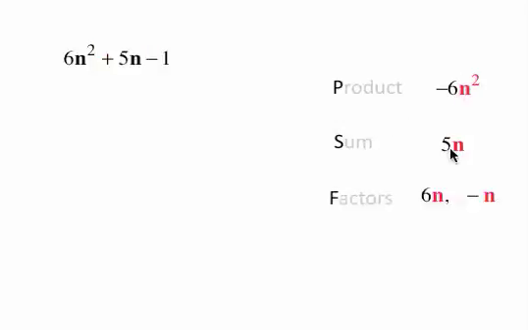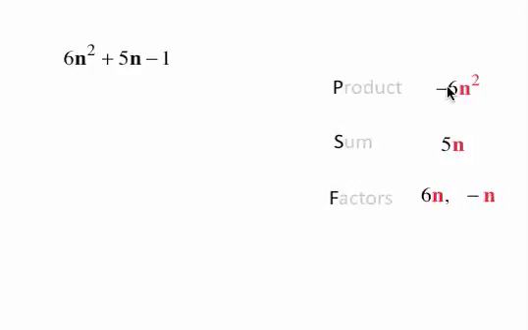or PSF. Okay, so the P is a product of the first and last terms. So we're going to just multiply the 6n squared and the negative 1. That gives us negative 6n squared. The S is for sum, and that's the middle term is always the sum. Okay, 5n. And then the factors are, we're looking for the factors of negative 6n that add up to give us 5. Okay, and they are 6n and negative 1.